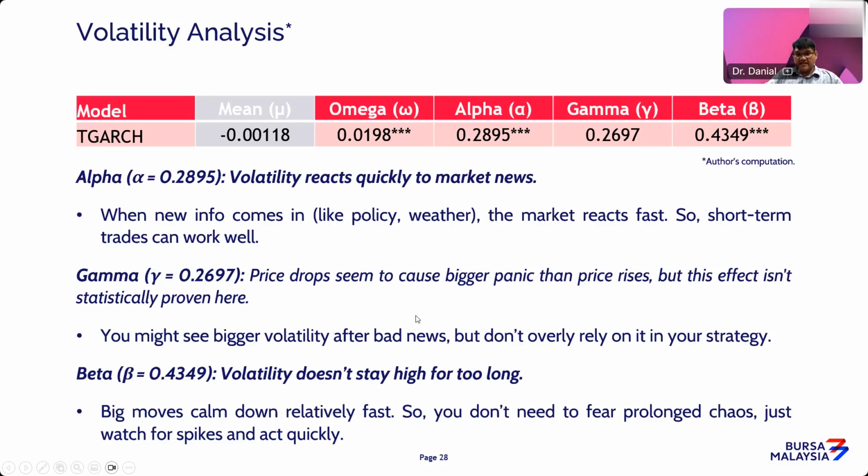Volatility is there, but it won't stay high for long. The market will move. The market will always move. So big moves come down relatively fast. Of course, when the shock comes in, people are in fear. However, it doesn't really stay that long. So you don't need to fear prolonged chaos, just watch for the spike and act quickly.